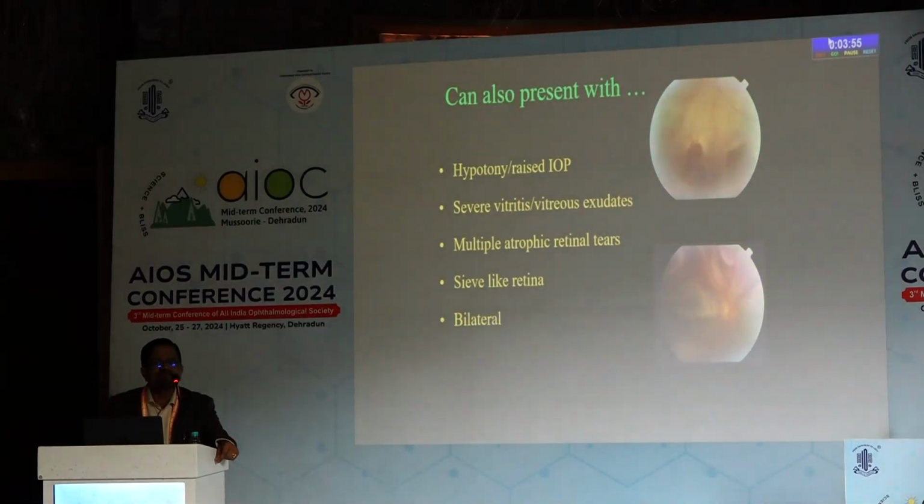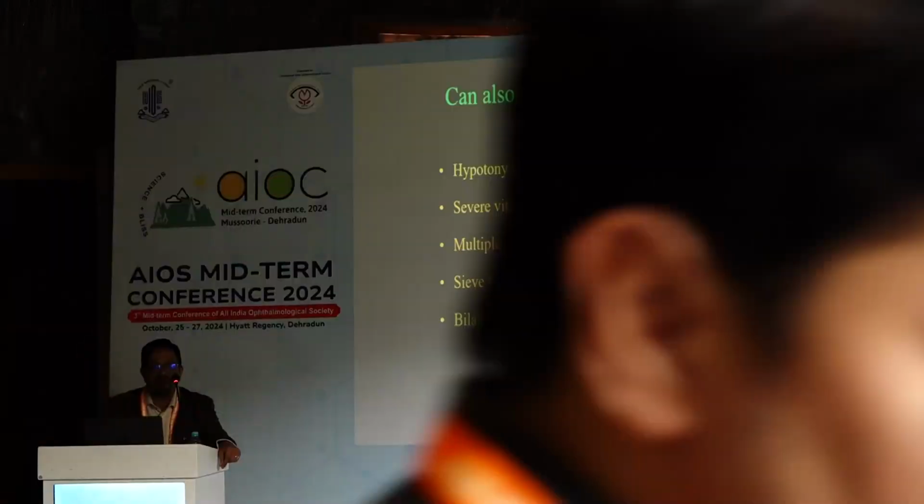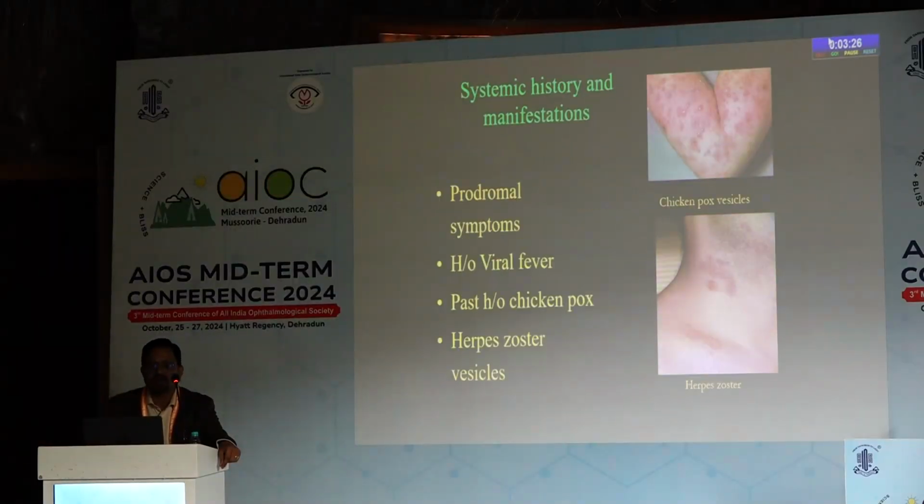They can also present with hypotony. They can present with increased IOP. And the amount of inflammation in the vitreous as well as the retina is intense. Because of this retinal inflammation, the retina is necrosed, and there will be multiple tiny holes which give it a typical sieve-like pattern. While you are seeing a patient of ARN, there is unilateral involvement. Always keep an eye on the other eye, because this disease has a tendency to involve both eyes.